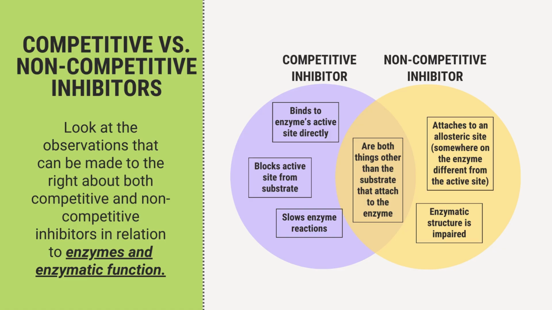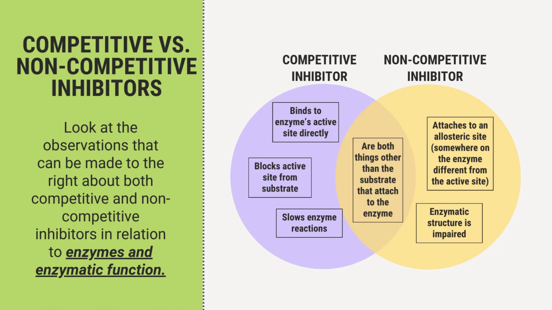Within competitive inhibitors, their job is basically to bind to the enzyme's active site directly. When they do that, they block the active site from the substrate, so the substrate cannot bond to the active site of the enzyme. This slows down enzyme reactions because it's not the substrate that's getting attached to the active site of the enzyme, it's the competitive inhibitor. So that essentially slows down enzymatic reactions.